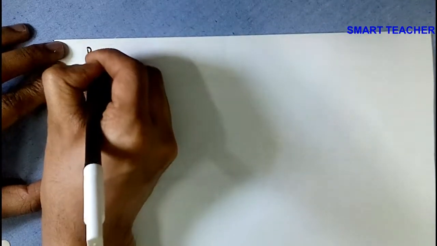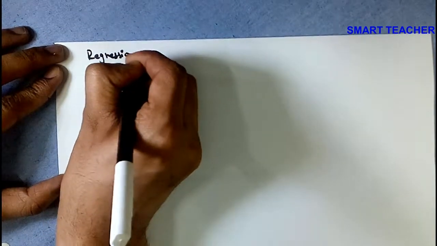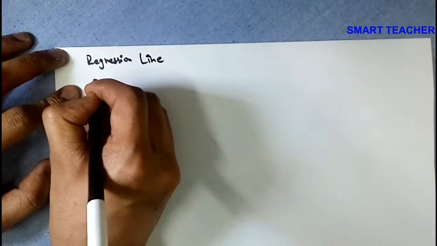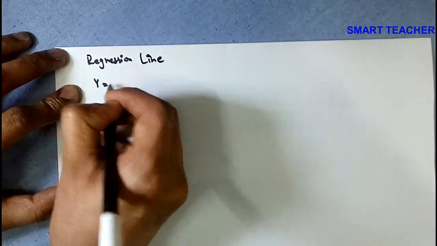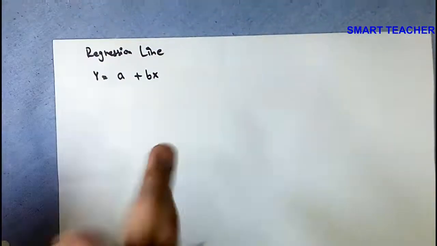Now first you have to know what is the formula of the regression line. Here is the formula. y is equal to a plus bx.